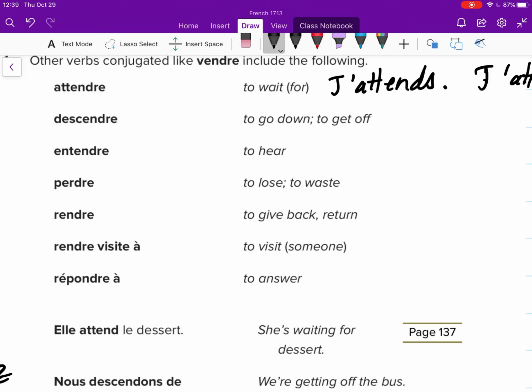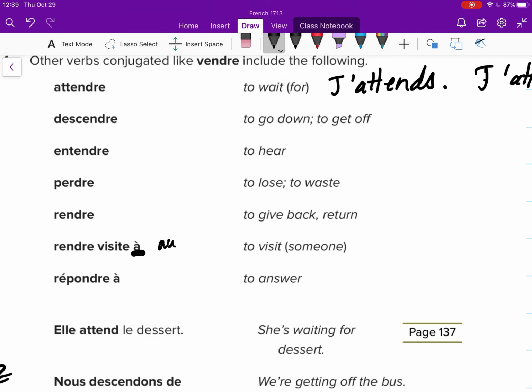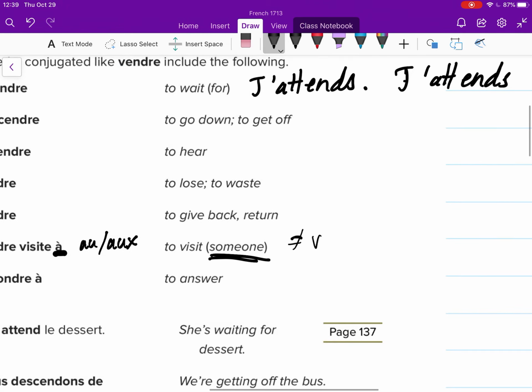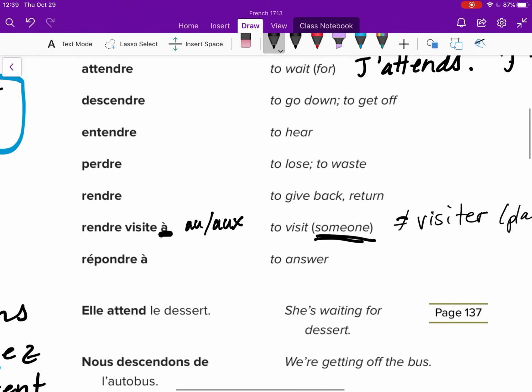Rendre. Rendre visite à, literally to render a visit to someone. So this here is important, especially since it can also turn into au or aux, for example, when you're adding it with an article. Notice also that it is only used for visiting someone. Visiter is used for places. Okay? So rendre visite à plus people.